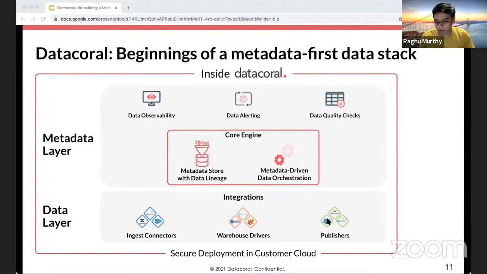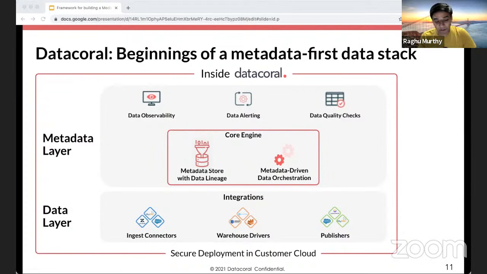And we also built out a bunch of these connectors called publishers. Like I mentioned, nowadays they're being called reverse ETL. So we've been able to build out the data layer and the metadata layer. And in the metadata layer, as you can imagine, because all of the metadata is there, we are able to provide data observability out of the box. We can provide data quality checks out of the box too. And then when data quality checks fail, we can provide data alerting.